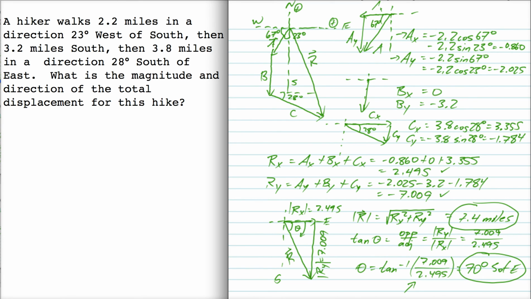Again, I'm not using a negative value in my tangent. If you use negative, like if you put a minus sign here in front of the 7.009, then your calculator is going to spit out a negative angle, negative 70 degrees. Which, okay, that's right in this case, but if you were over here in this quadrant, then you'd be given the wrong answer by your calculator. So I prefer to figure out where the vector is pointing with my diagram rather than letting my calculator decide. So I recommend you always use positive values here.